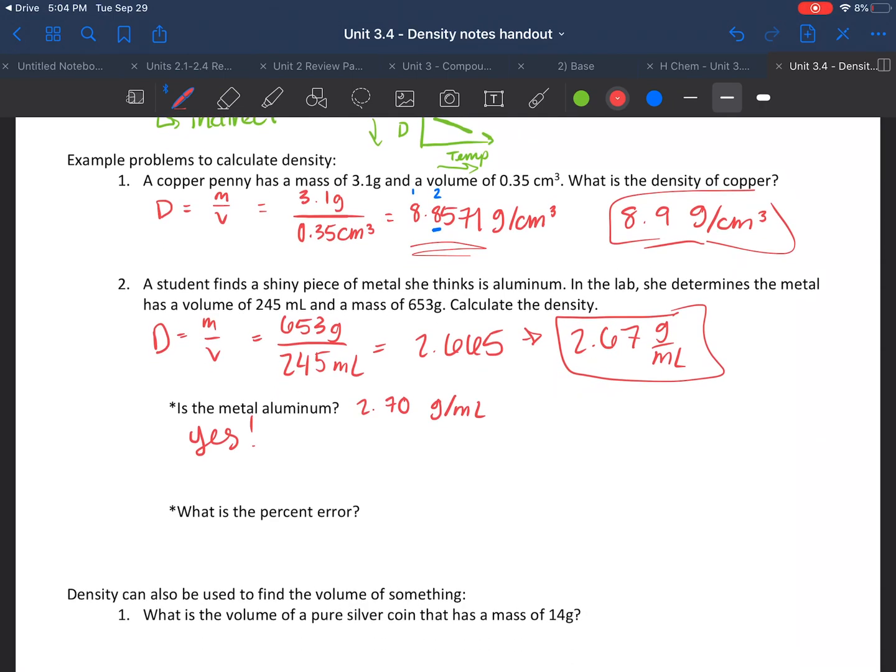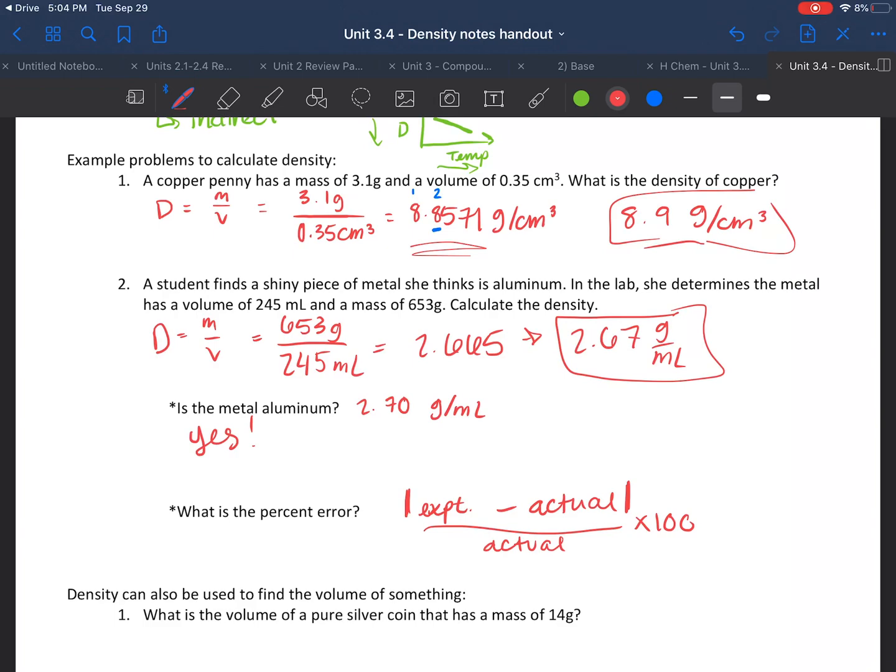Now, what is the percent error? So this is a review of the percent error equation. So remember, we have our experimental value minus our actual or true value divided by our actual times it by 100. And don't forget, we take the absolute value here.